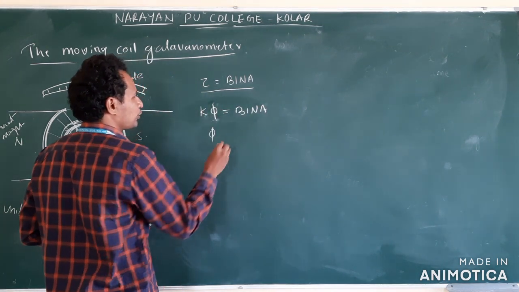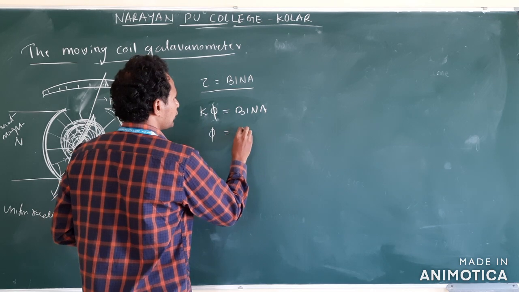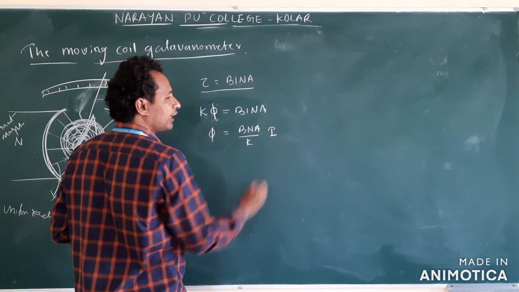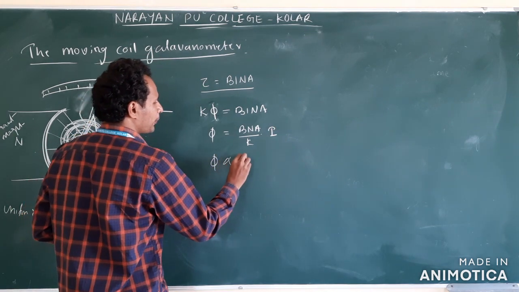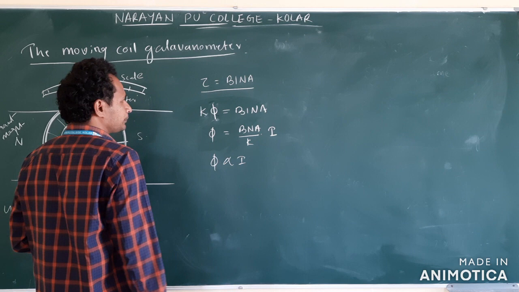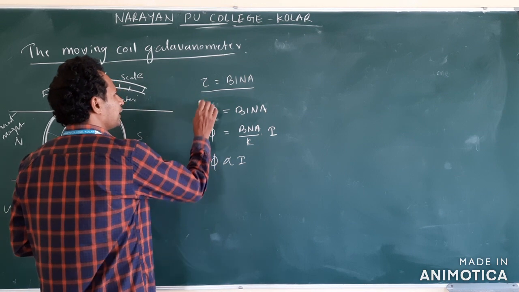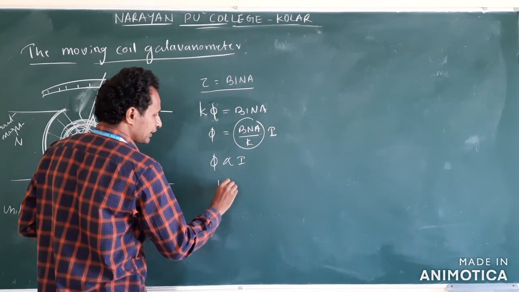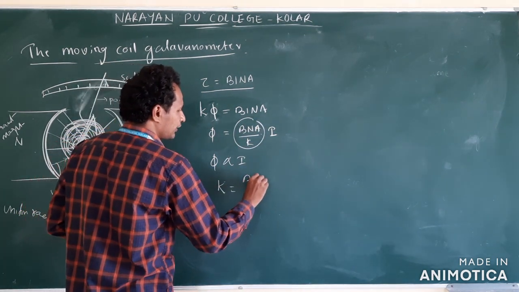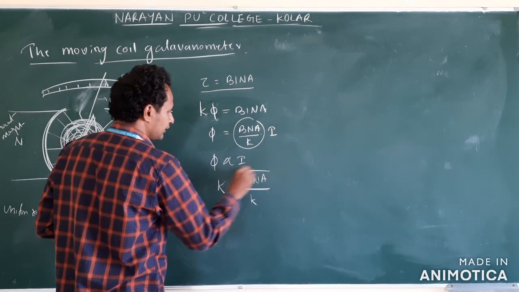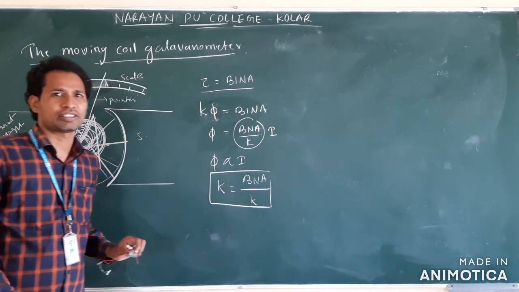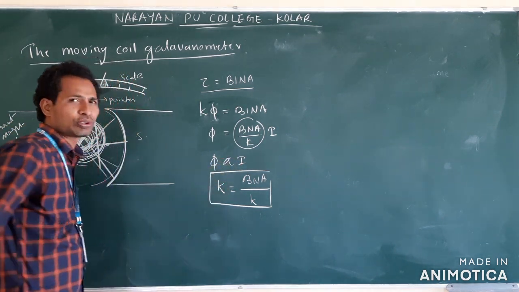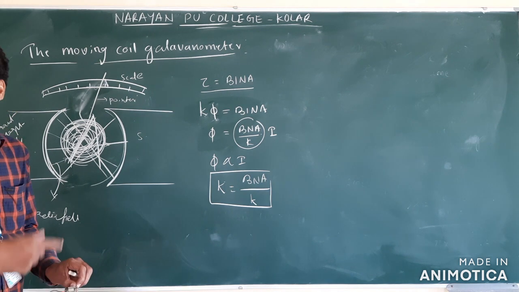Now make it phi subject to phi. If you make it subject to, this is BNA by K into I. So phi is directly proportional to I. Clear? Understand? If you take this small k and we take it as a capital K, BNA by small k, this is the galvanometer constant. Understand? So the deflection in the galvanometer phi is directly proportional to the current passing through the galvanometer, or the strength of the current.